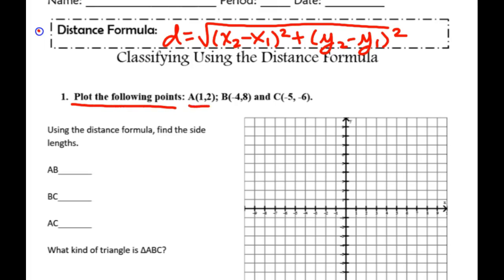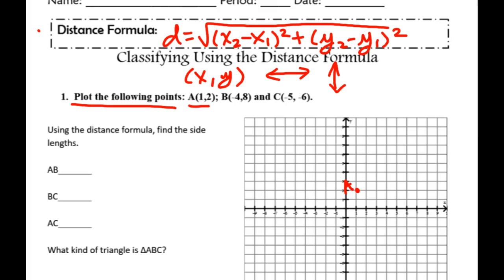A is at 1, 2. Now everyone needs to remember it's x before y, which means left and right before up and down. Okay? So 1, 2, I put my pencil at the origin, 0, 0. 1 means go right 1. 2 means go up 2. 1, 2. That's letter A.